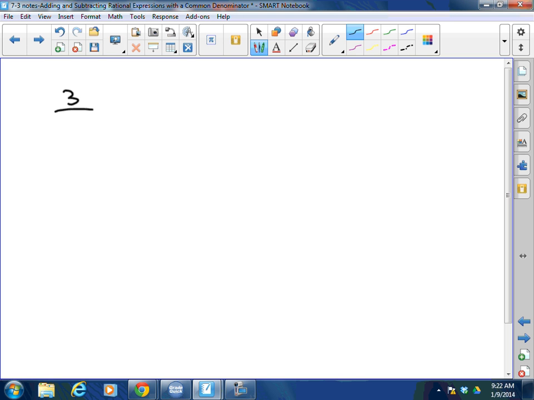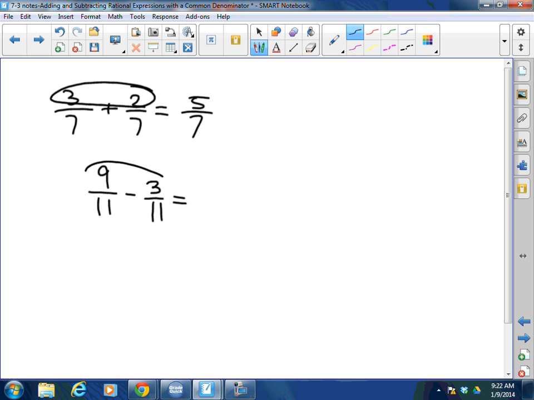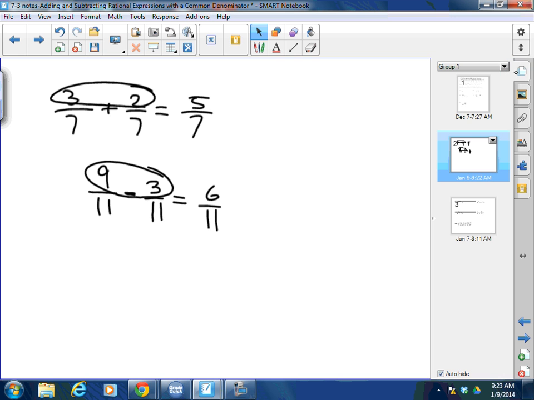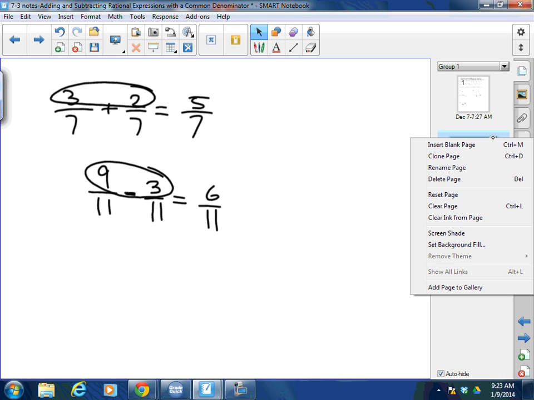If I have 3/7 plus 2/7, remember, when we have the same denominator, you add or subtract the numerators and you keep the denominator. Done. If I had 9/11 minus 3/11, I subtract the numerators because I have the same denominator, that's going to be 6/11, right? We'll talk about when they have different denominators. I'll give you the old school again so it can resurface to your brain, and then I'll show you how it relates to that day's lesson. So that's old school. We know that.